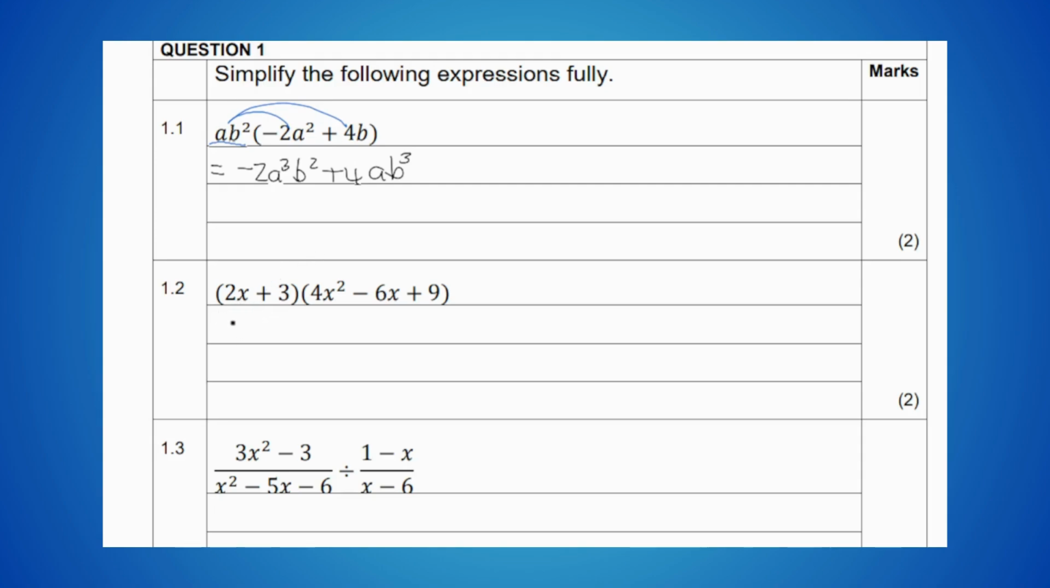Our second question was a binomial times a trinomial. So you are welcome to multiply this out. So you would multiply the 2x with each of the 3 terms inside the bracket, and then the same with the plus 3.